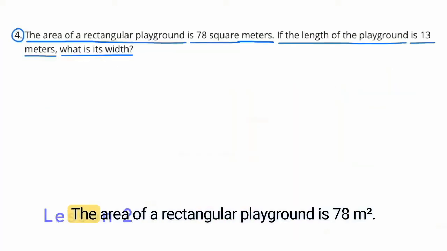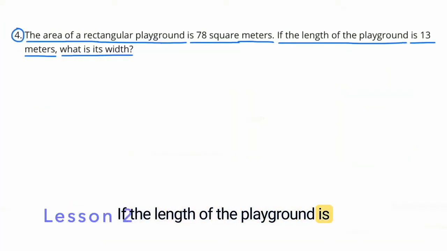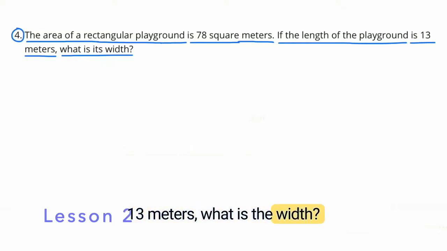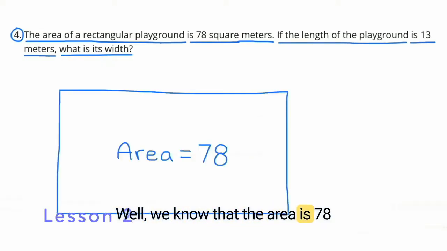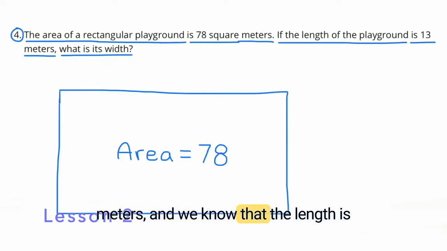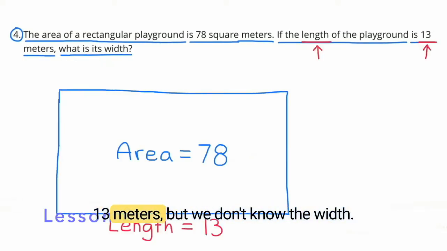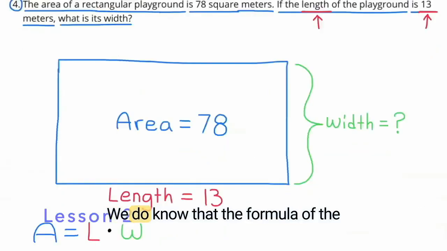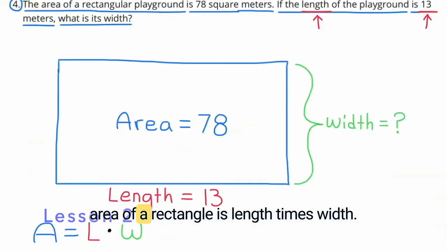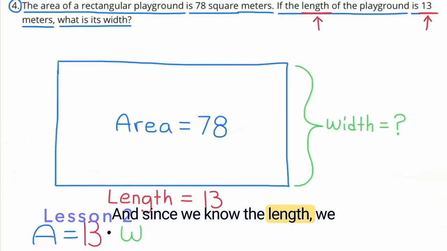Number 4. The area of a rectangular playground is 78 square meters. If the length of the playground is 13 meters, what is the width? Well, we know that the area is 78 meters, and we know that the length is 13 meters. But we don't know the width. We do know that the formula of the area of a rectangle is length times width.